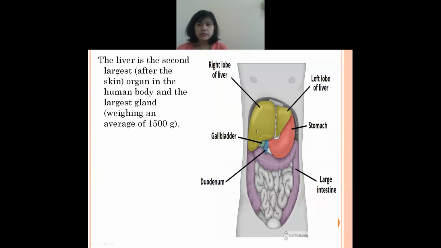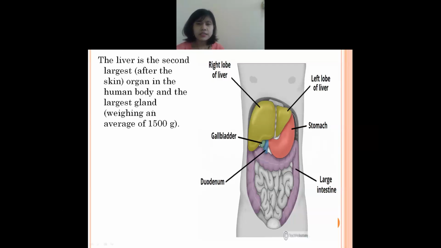Okay, next is liver. This is liver. So this liver, what will we get? You will get that it is the second largest organ in the human body, after skin, which is the largest organ. The liver is the second largest organ in the human body.